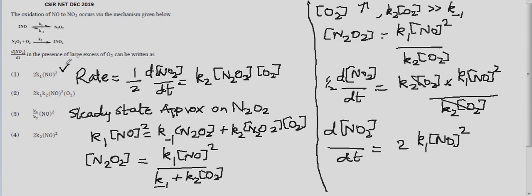So what we did is we wrote the rate expression for step 2, then we applied the steady state approximation on the short-lived intermediate, in this case N2O2. Then we calculated the concentration of N2O2 using the steady state approximation. In the question they mentioned the condition that the oxygen concentration is high, so we applied it. You could see that this value becomes insignificant, so that gives a new N2O2 concentration. Then we substituted into the expression and got the answer.